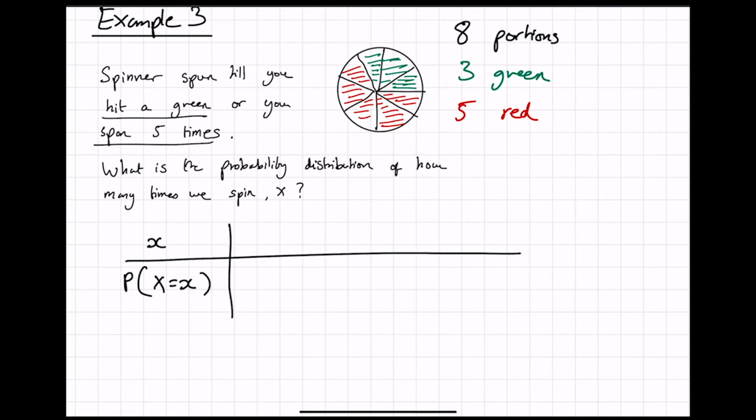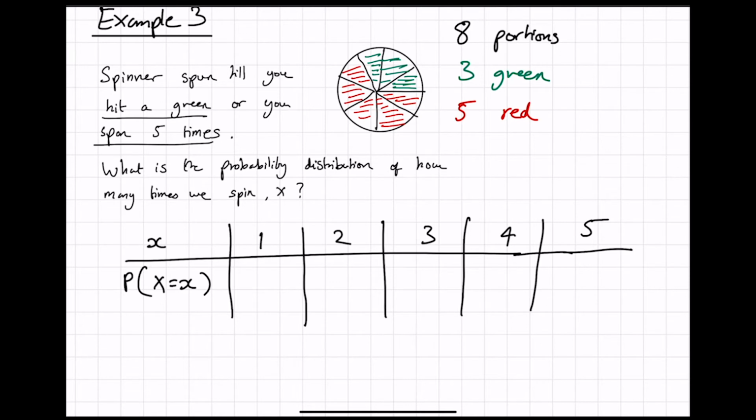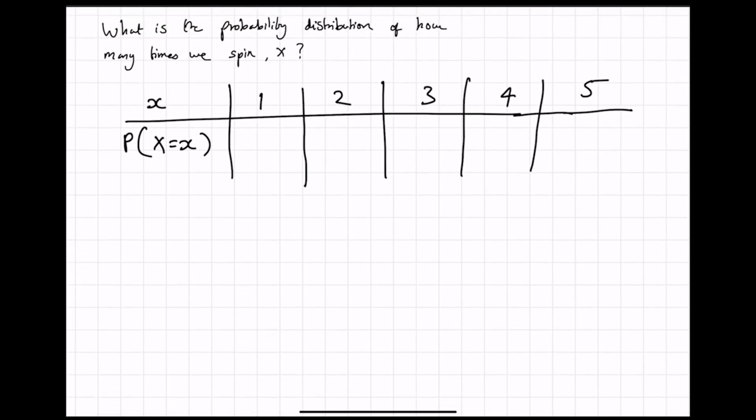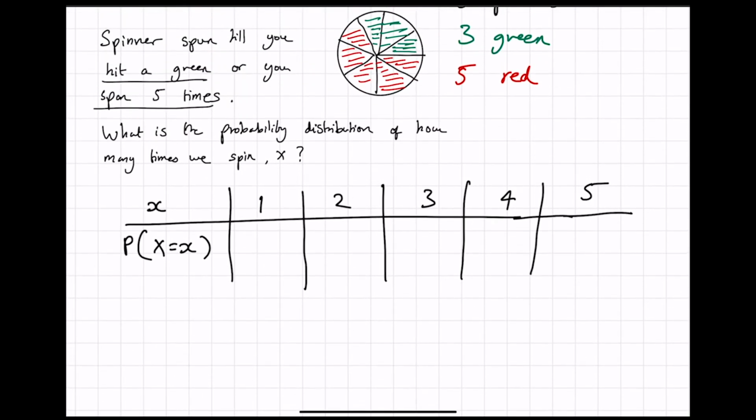We can only ever spin it once, because we land on green straight away, or we spin it twice, 3 times, 4 times, still haven't landed on green, and 5 times. So 5 is the maximum, because after 5 we stop. How can we find each of these probabilities? First, what is the probability that we stop the first time? The only way we can stop the first time is if we land on a green straight away. The chances of that happening, out of 8 portions, only 3 are green. So that will quite simply be 3 over 8, coming from 1 green.